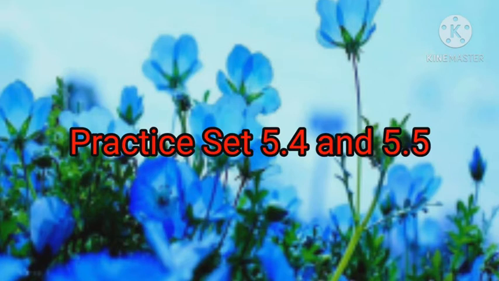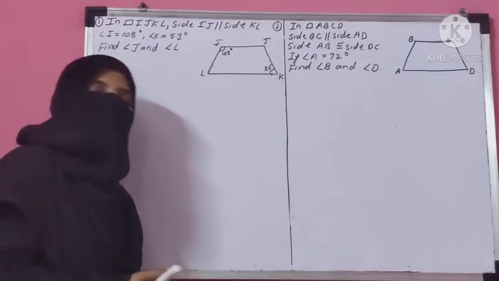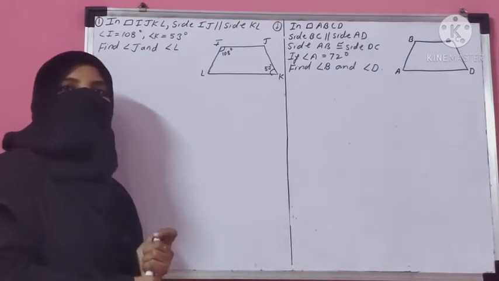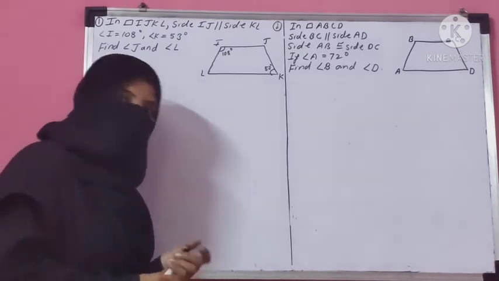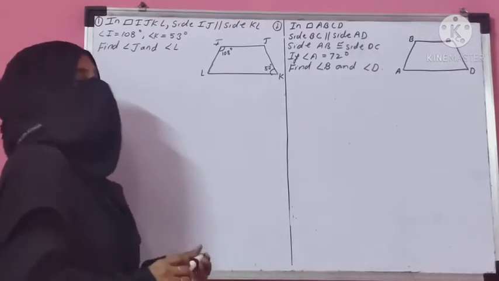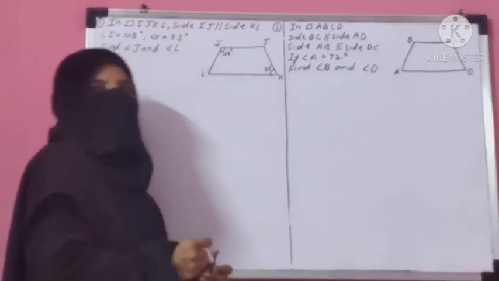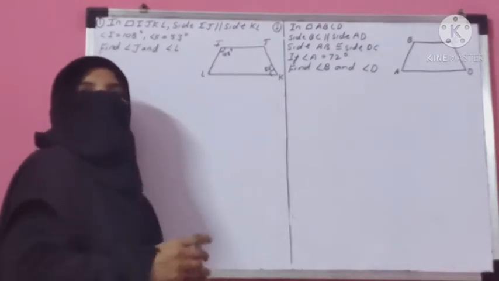In the previous lecture, we discussed practice set 5.3. Today, we are going to start practice set 5.4 of the lesson Quadrilateral. Practice set 5.4, question number 1. This practice set is based on trapezium. You know the property of trapezium?